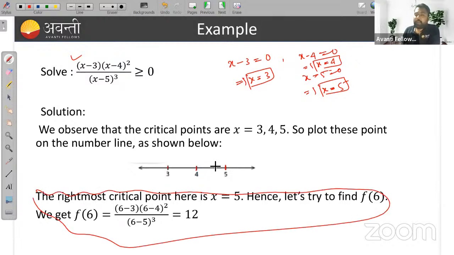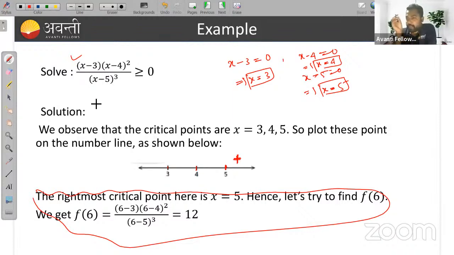And what is the next step? Put the positive sign on the extreme right of the number line. So this is my extreme right. Here I am giving the positive sign. Then come to the point 5. So what is the corresponding factor of 5? Here we have x minus 5 raised to 3.